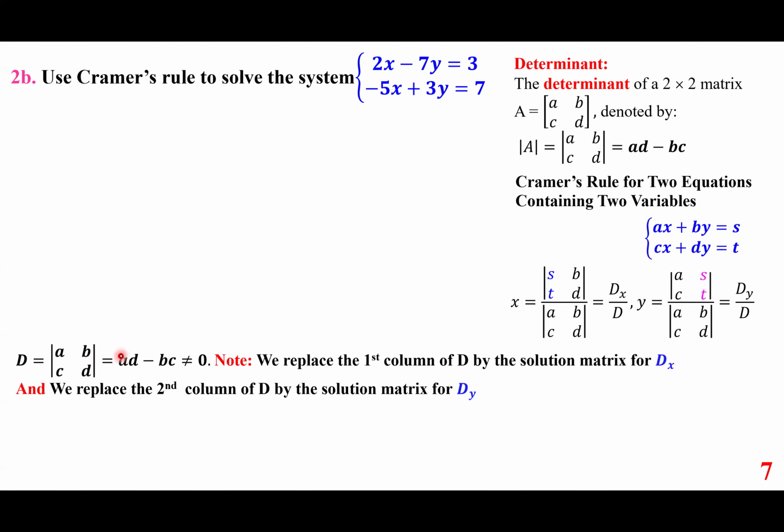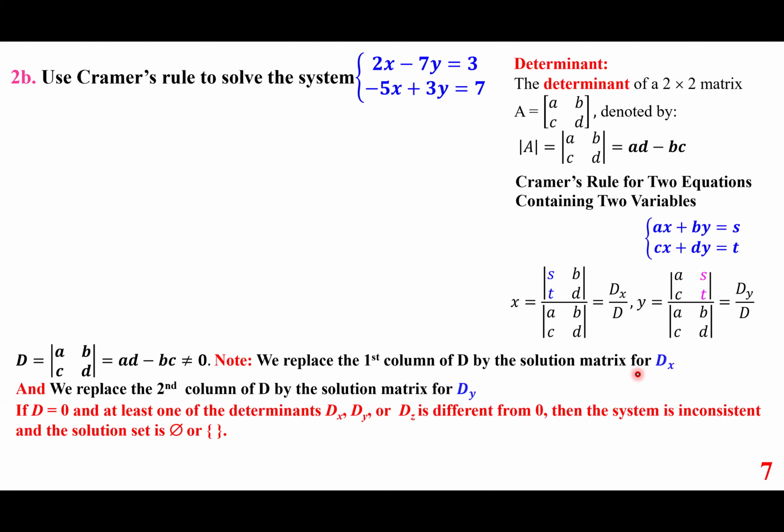If D, the denominator, is not 0, note that we replace the first column of D by the solution matrix to get D sub x, and we replace the second column of D by the solution matrix to get D sub y. So that's how we arrive at the answer.